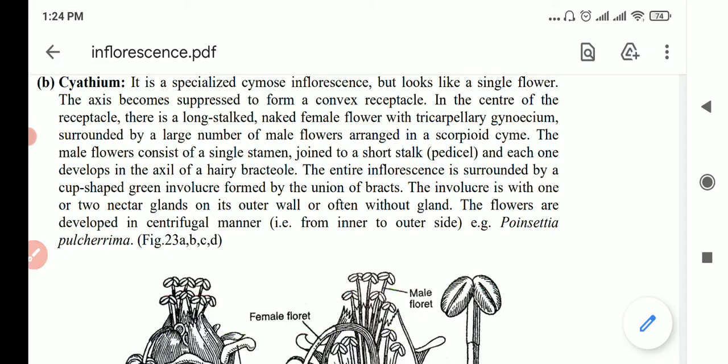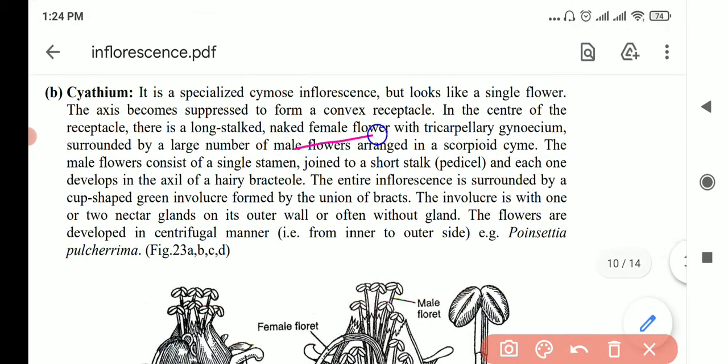So let's see. In the center of the receptacle, there is a long-stalked, naked female flower with a tricarpellary gynoecium, surrounded by a large number of male flowers arranged in a scorpioid cyme. You know what a scorpioid cyme is. Then the entire inflorescence is surrounded by a cup-shaped green structure known as the involucre, as you saw from the diagram. And in the involucre, there are 2 nectar glands. These glands produce the nectar for the bees and the butterflies to eat.